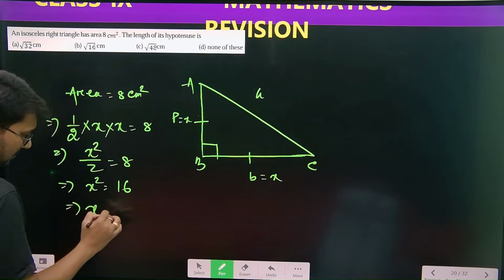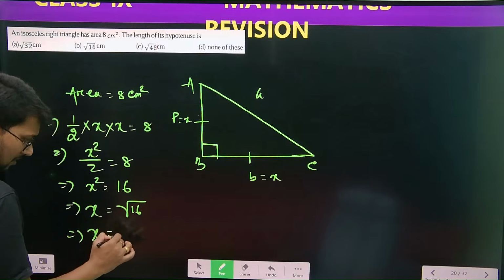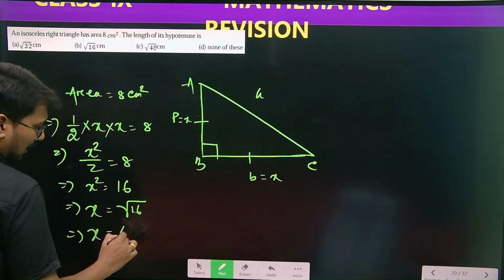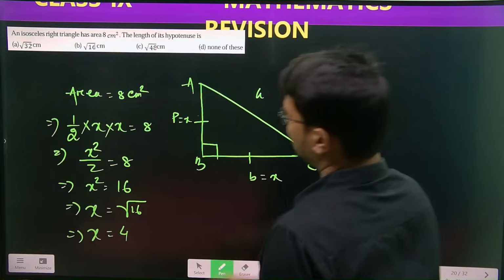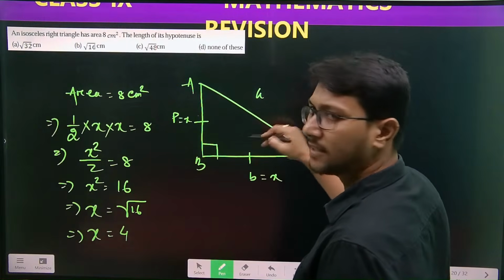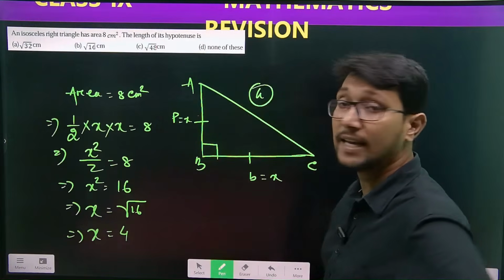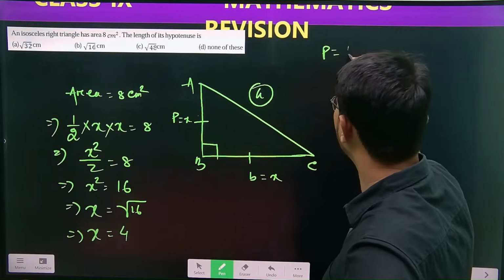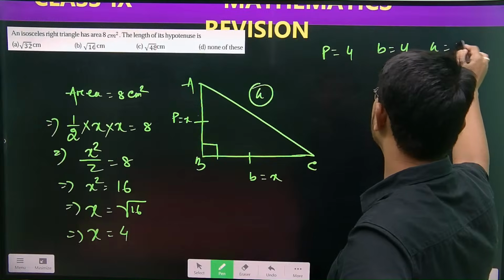So x is square root of 16 बच्चों. This implies x is plus or minus 4, but we will take consideration as 4. Length always be positive. Clear? So x is 4. मतलब दोनों side क्या है? 4. Though it is a right angle triangle, we have to use Pythagoras theorem for finding hypotenuse. So perpendicular क्या है बोला बच्चों? 4 centimeter. And base क्या है? 4 centimeter.